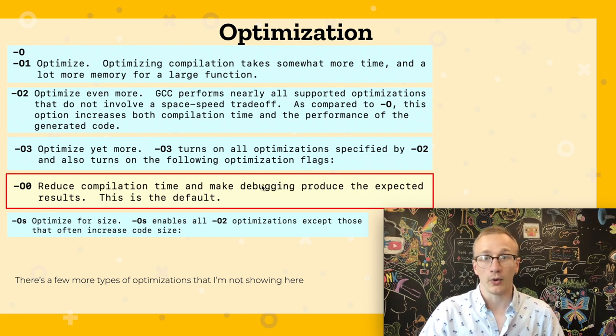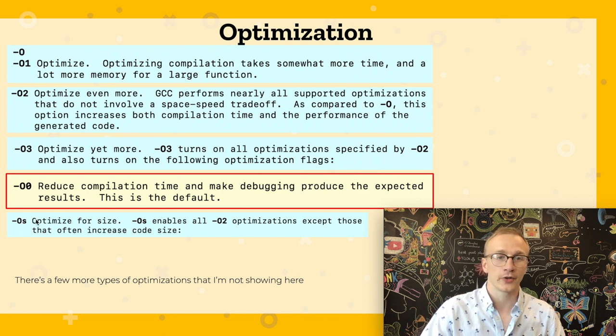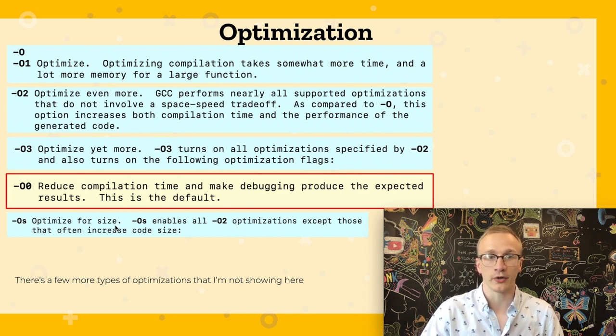One that's really common is people do the dash Os, which is optimized for size. This is super useful for microcontrollers because we don't have that much space to work with. So if we can shrink our code size, it means that we can pack more on the microcontroller. Let's see what happens to our code if we compile it again with the dash Os flag.